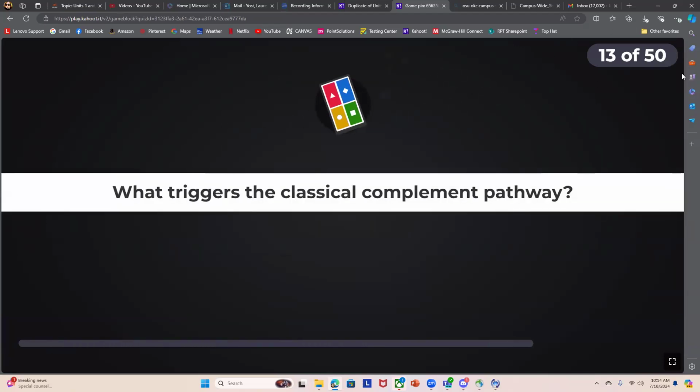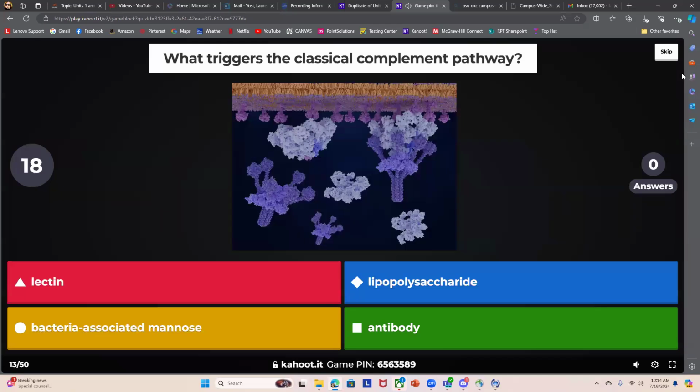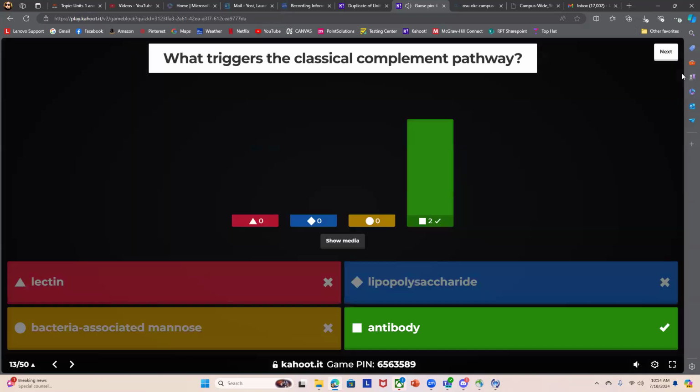All right, what triggers the classical complement pathway? The classical one. So remember, there's 3 pathways that can trigger complement. Right, yeah, that's the antibody. So lectin is one of the other ones. That's the lectin pathway. And the third one is the alternative pathway. That's typically where we're referring to lipopolysaccharide or similar PAMPs like that.